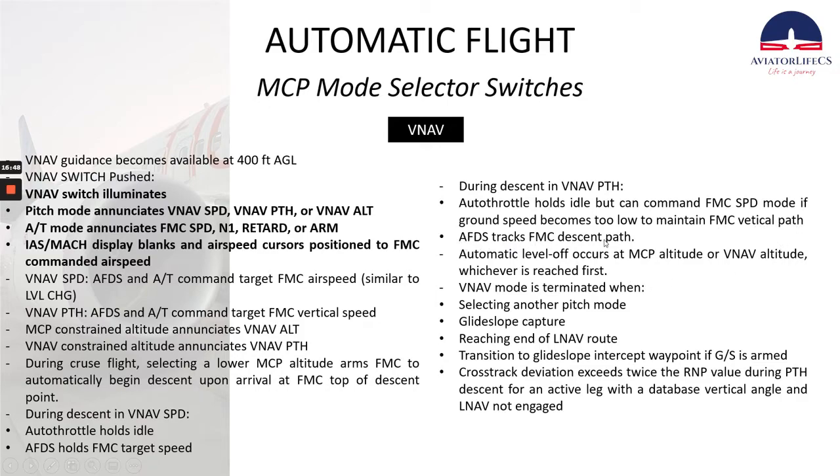AFDS tracks FMC descent path. Automatic level off, of course, at MCP altitude or VNAV altitude, whichever is reached first. VNAV mode is terminated when selecting another pitch mode, glide slope capture, reaching end of LNAV route, transition to glide slope intercept waypoint if glide slope is armed, cross-track deviation exceeds twice the RNP value during path descent for an active leg with a database vertical angle and LNAV not engaged.